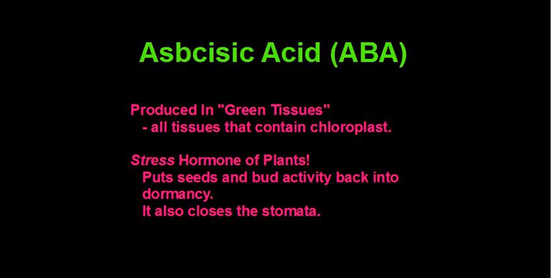So moving on to abscisic acid, or ABA, this is produced in all green tissues, and that's all tissues that contain chloroplast. That gives it its nice green color. The most important thing here is the fact that it's the stress hormone of the plants. Just like people have cortisol in their body, ABA is the stress hormone for plants. And when the stress level gets too high, it puts the seeds back into dormancy.